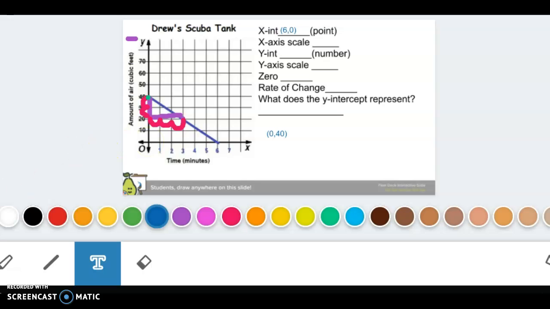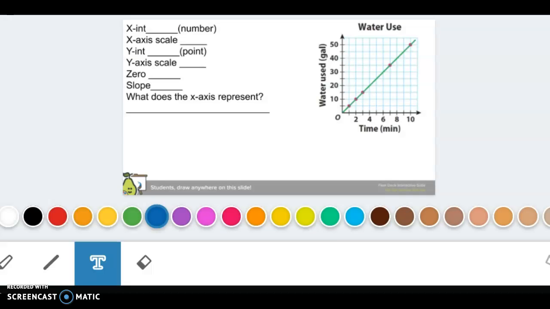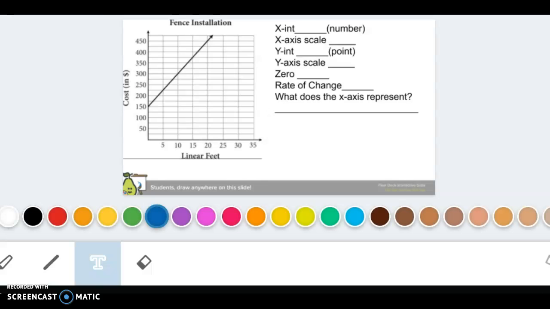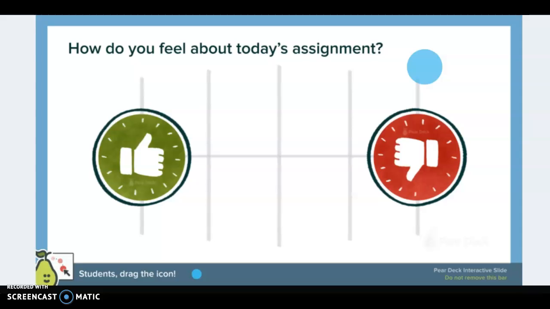Okay, so if you go through the slides, you are finding the same information based off of the graph. And at the very end, you can drag this little blue dot and tell me how you felt about today's assignment.